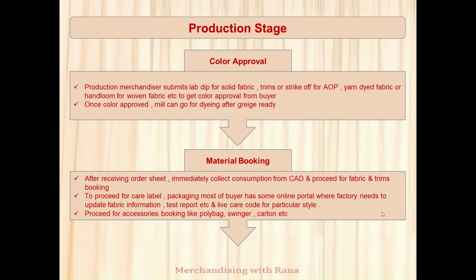To proceed for care label and packaging, most buyers have an online portal where the factory needs to submit fabric information, test reports, etc. to live the care code for that particular style. After that, I can book the care label. Besides this, I have to proceed for accessories booking like polybags, swing tags, cartons, etc.